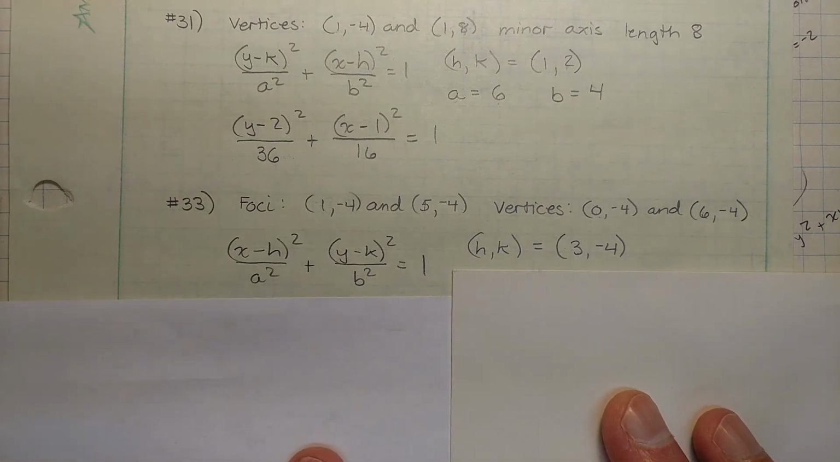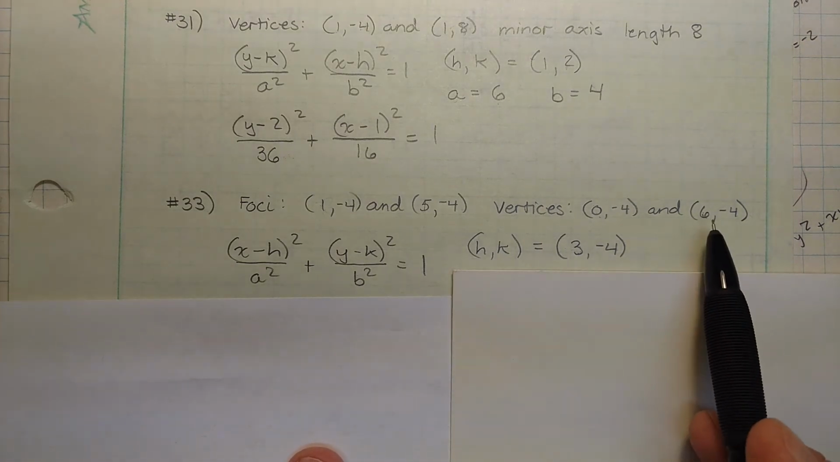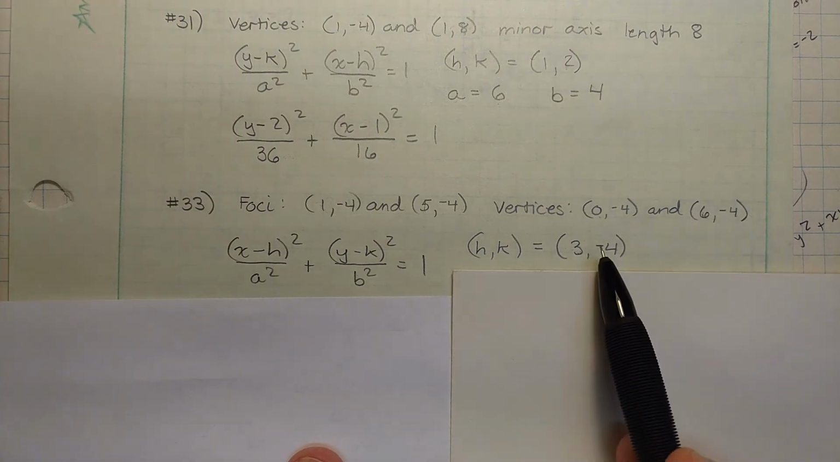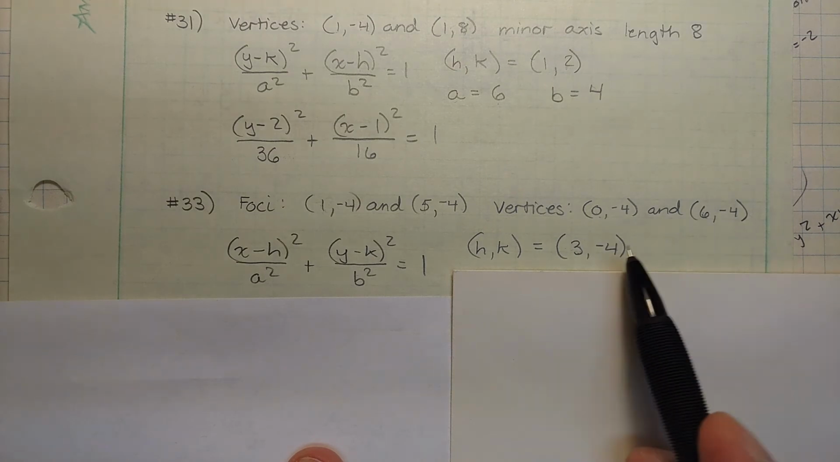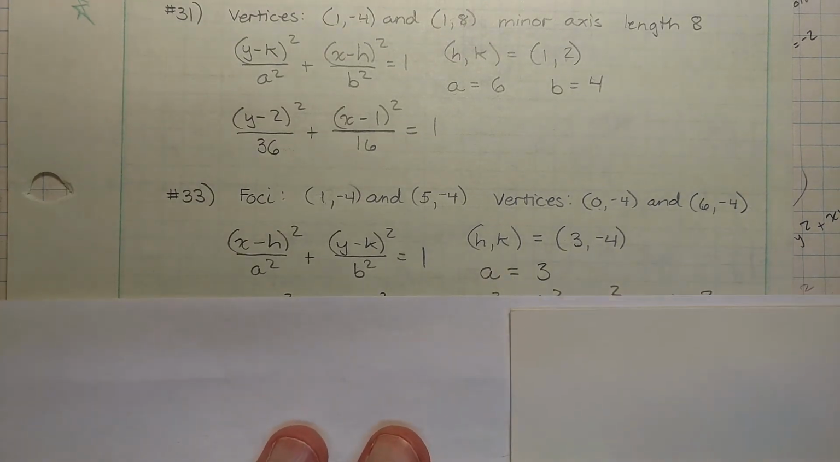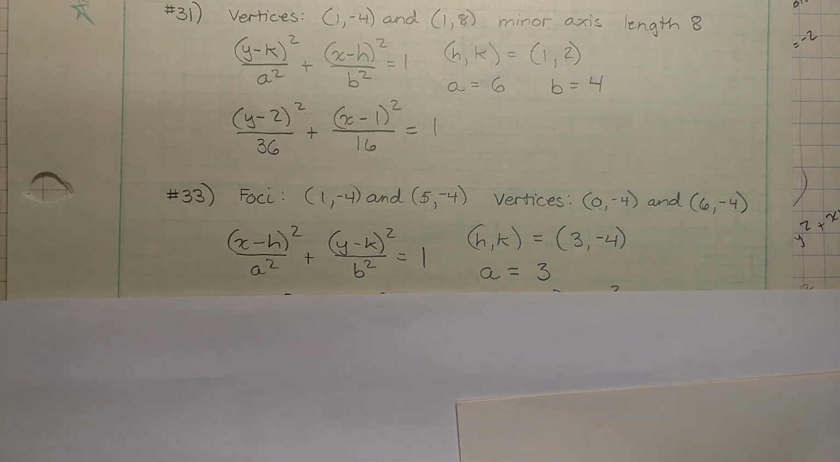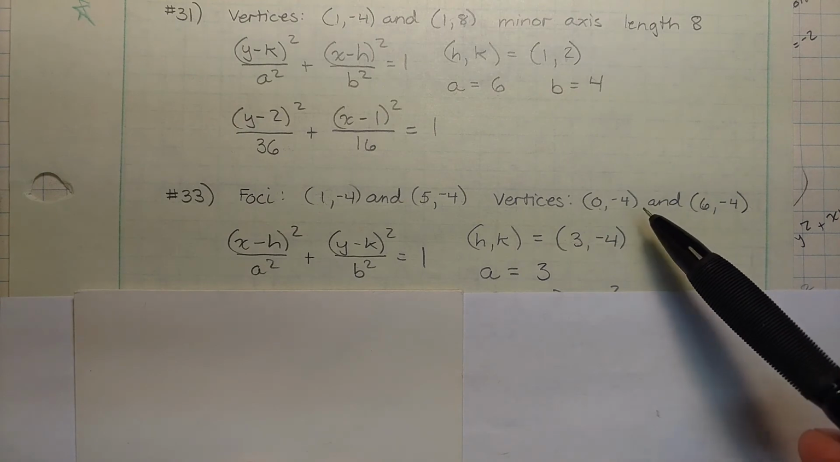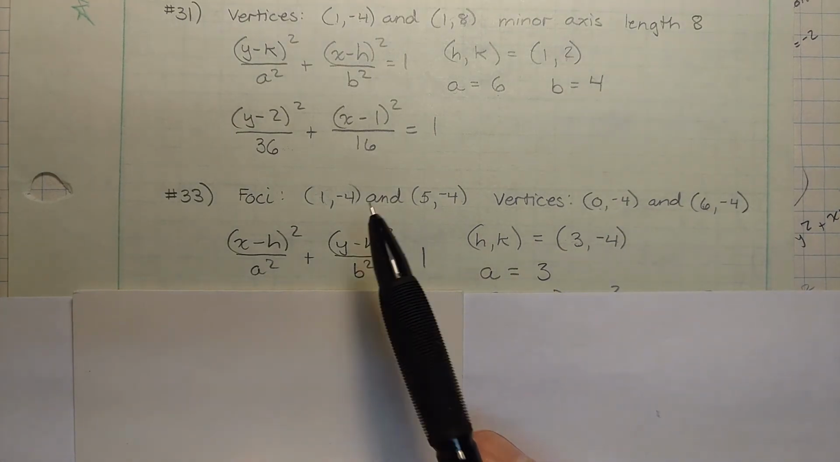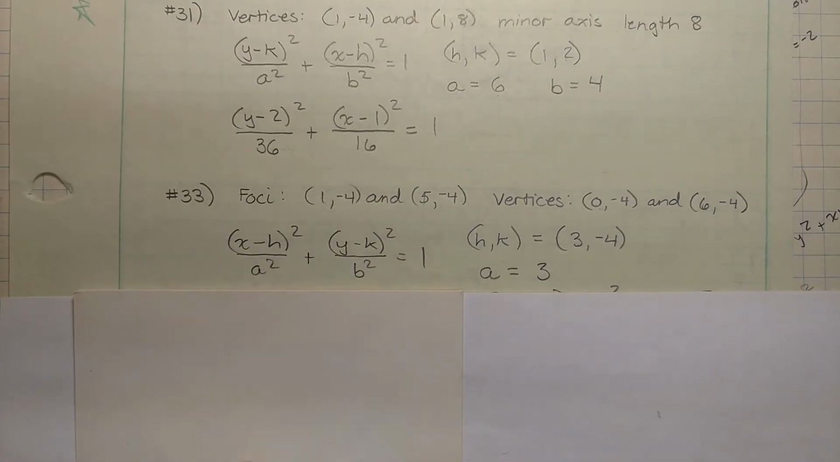Now, to get the a, since I know this is my center, this is a vertex, going from 0 to 3 is 3 away, or 3 to 6 still 3 away. So I know a is 3. Pretty easy to figure out. B, on the other hand, is not quite as easy, because I don't have anything about the semi-minor or the minor axis. But I do have the foci, which tells me about c. So I will have to use my Pythagorean relation.